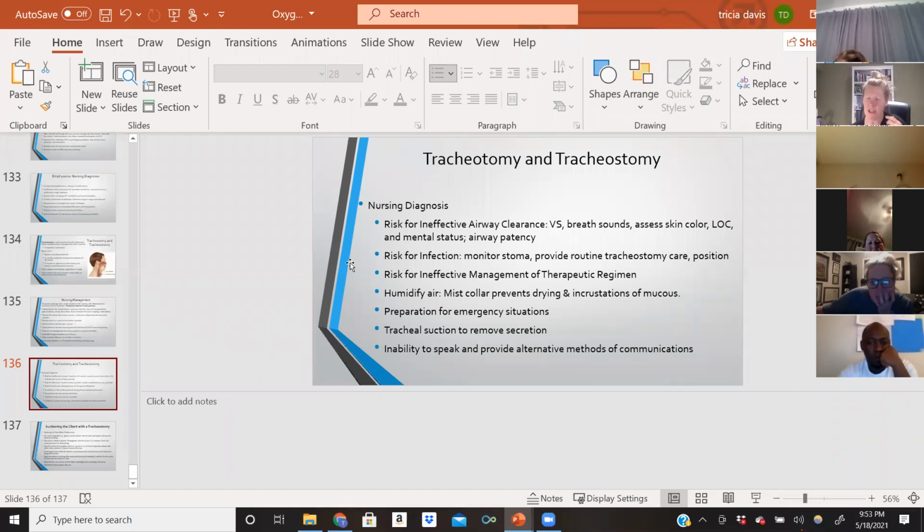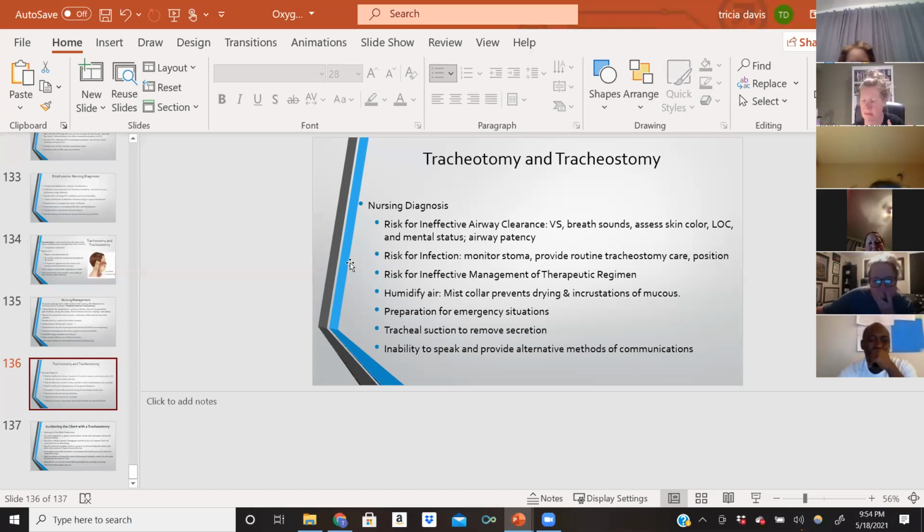It's kind of like with the G-tube. If you have all those secretions coming out, it's going to sit on the skin and break that skin down, and then it's going to get infected. So you want to keep that area as clean as possible. Risk for ineffective management: humidified air, right, to keep it from getting crusty and bloody. You always want to prepare for emergency situations. So if you have a patient with a trach, you always want to order an emergency kit or a whole trach kit. You want to have everything you need.